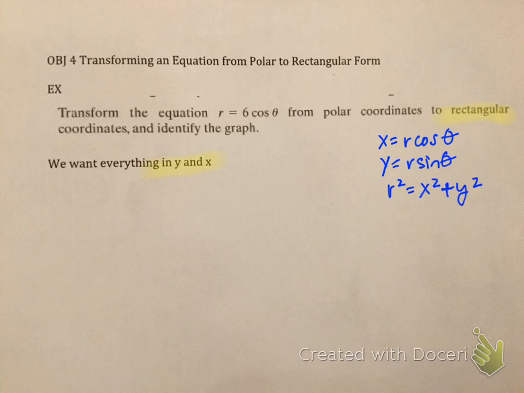So with that being said, and that's how I go back and forth from polar to rectangular, I'm looking at my equation. It says r equals 6 cosine theta. Well, if I could get an r in front of cosine, I could substitute in x for that value. So what I'm going to do is multiply both sides by r. And let's see what happens when I do that. So r times the given r.